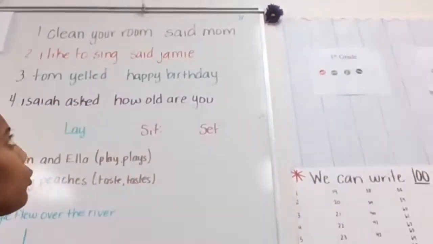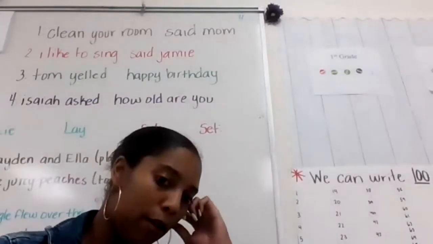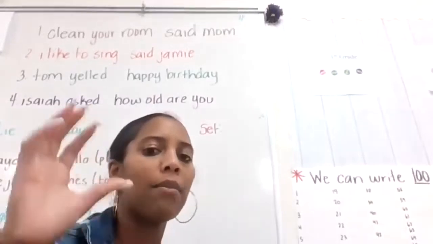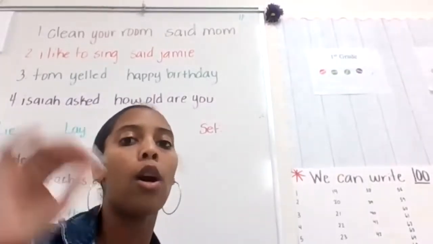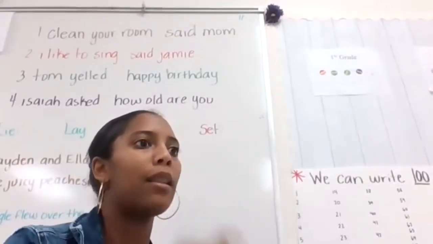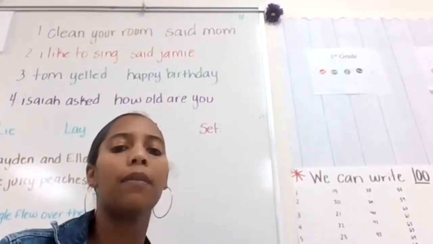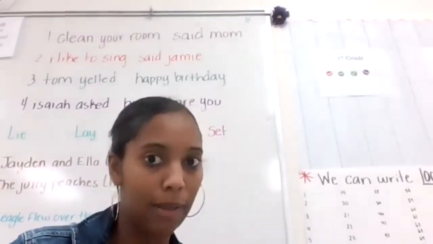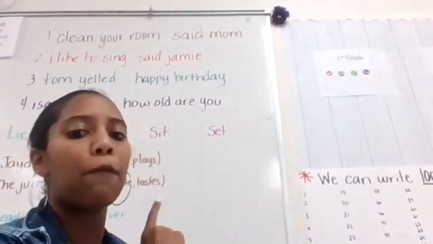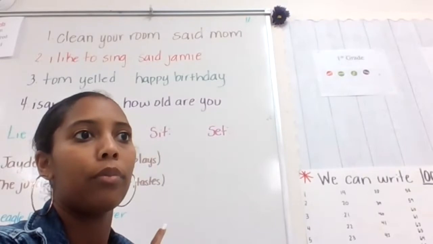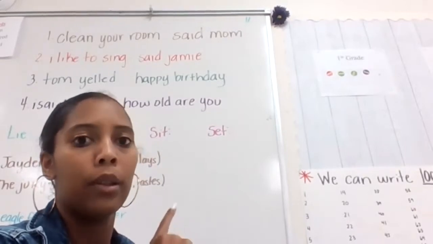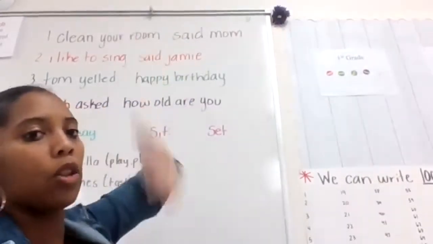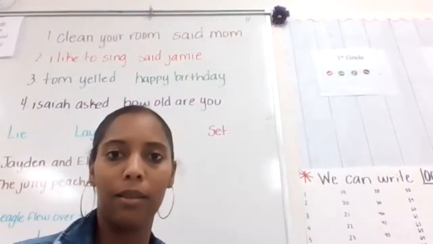It says, "Clean your room," said Mom. So before you write it, let's identify the first thing. What is the exact quotation that Mom said? Clean your room. So what will I put at the beginning of clean your room and at the end of clean your room? What am I going to put? Quotation marks. Okay. What's my punctuation I need after room? It's a command. So clean your room. A period. And then go ahead and try number 1. Just number 1. Try it and then we'll discuss it. So try on your own.